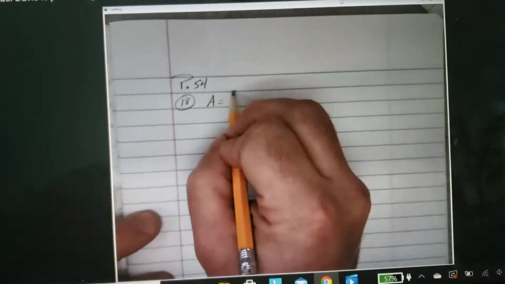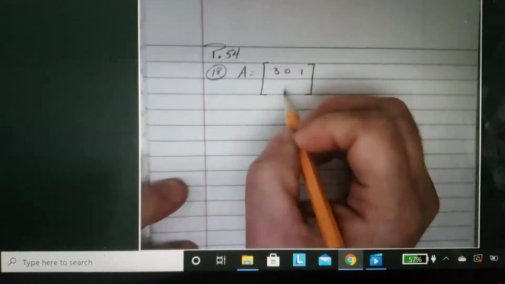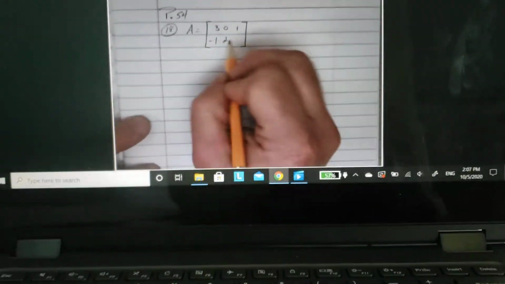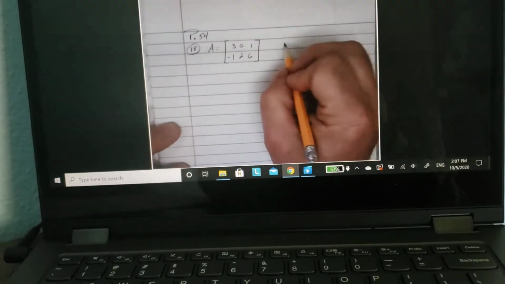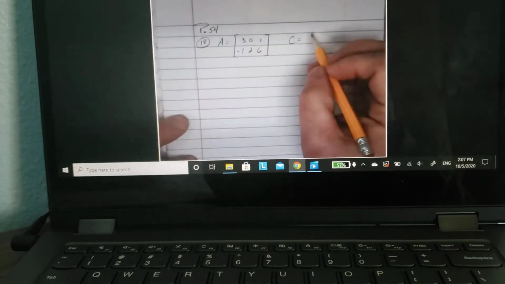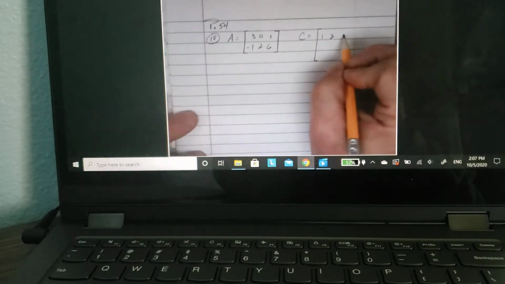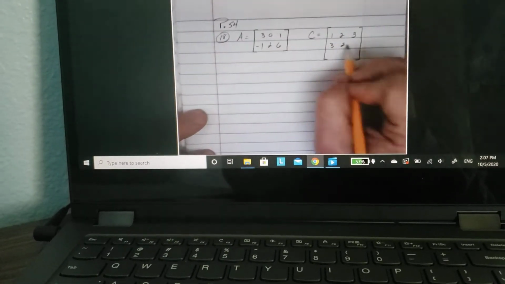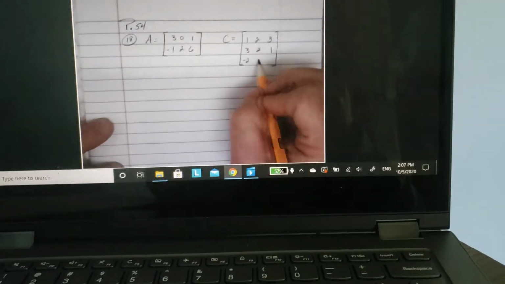We have A as the 2 by 3 matrix with entries 3, 0, and 1 along the first row, and entries -1, 2, and 6 along row 2. C is a 3 by 3 matrix with entries 1, 2, and 3 along the first row, entries 3, 2, and 1 along the second row, and the third row has -2, 4, and 3.